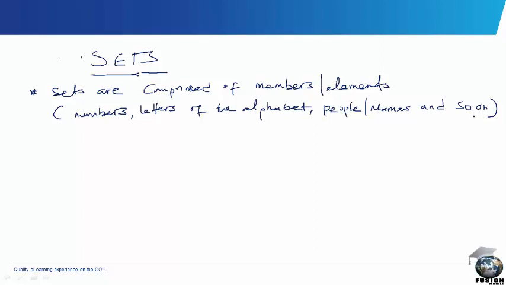Elements in a set are always enclosed in a curly bracket. Curly brackets look like this. Okay, you could enclose your numbers, or you could enclose your alphabets A, B, C, D with a curly bracket and so on. All right.